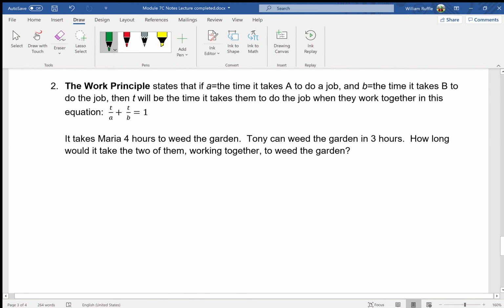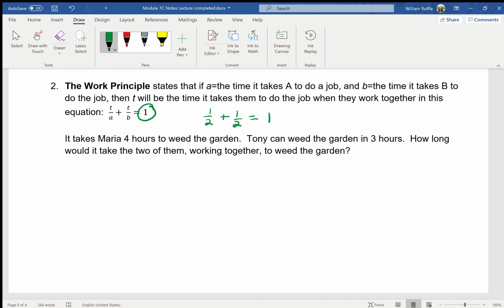Alrighty, and the last question. These are the ones that you're actually going to like the best. This is the easiest of the three. When you're doing work questions, they always add up to 1 because you're completing a whole job. Let's say I do half of a job and you do half of a job. That means we've completed the whole job.